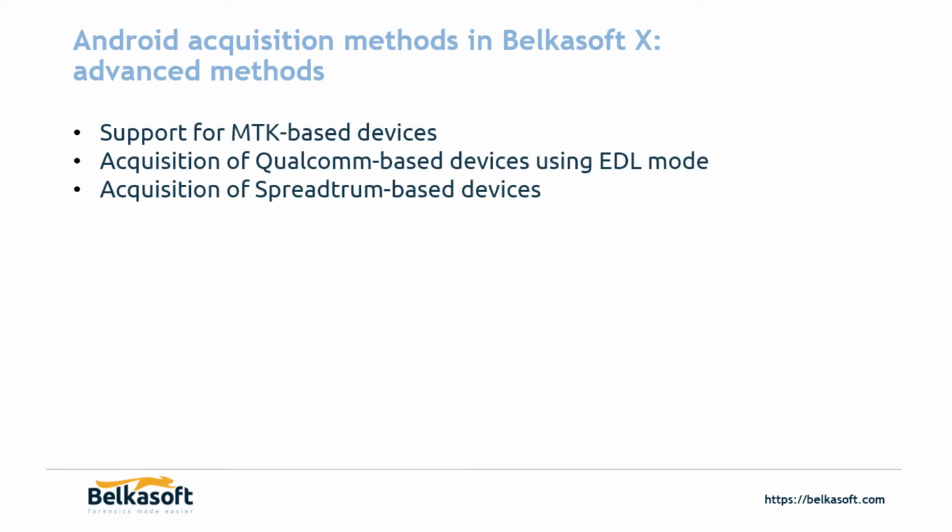Belkasoft X allows you to acquire a physical image from a vast amount of different mobile device models running on the Qualcomm Snapdragon chipset, and this method is based on an emergency download mode. The list of supported devices includes more than 250 smartphone models. And Belkasoft X also allows you to acquire a physical image of a vast amount of different mobile device models running on a Spreadtrum chipset.